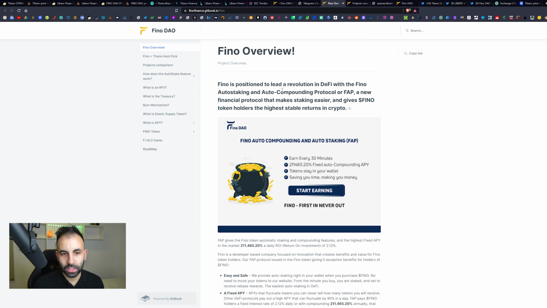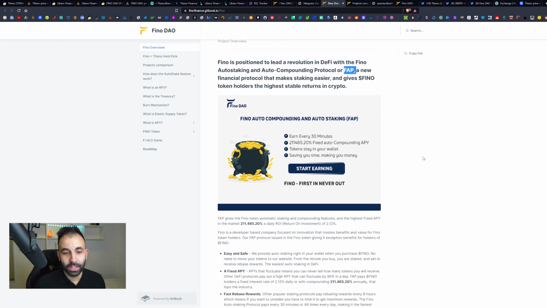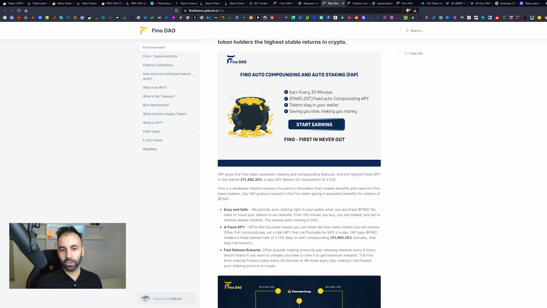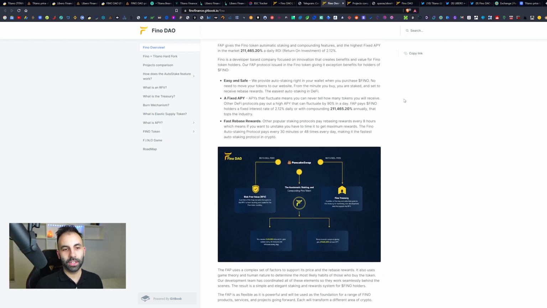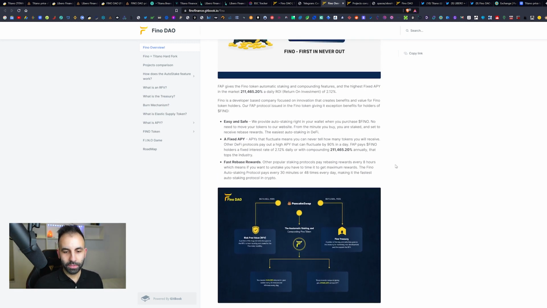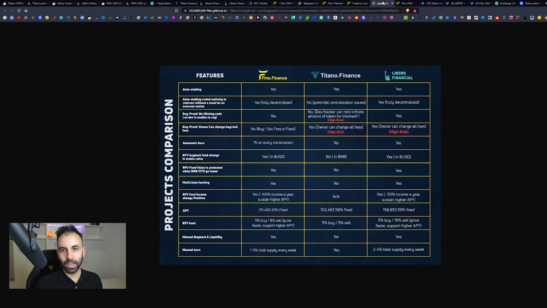It's positioned to lead a revolution in DeFi with the Fino auto staking auto compounding protocol, or FAP, a new financial protocol that is making staking easier and gives Fino token holders the highest stable returns in crypto. You earn every 30 minutes, the tokens stay in your wallet, saving you time, making you money, as you guys know. So we've been over here, these are the basics. So let's look at this diagram, comparing this to the other three, right? You got Fino Finance, Titano Finance, and Libero Finance here. So yeah, as you guys could see, it has no rug proof, no minting code, which is the second one down here. And let's go through these one by one, right?